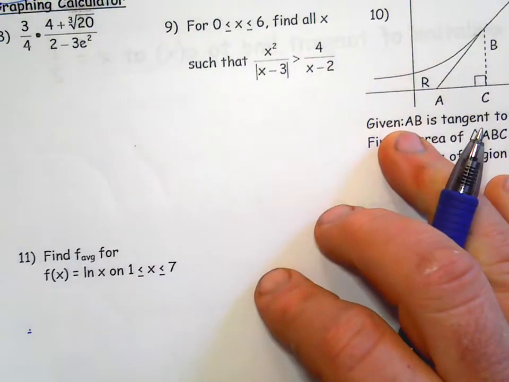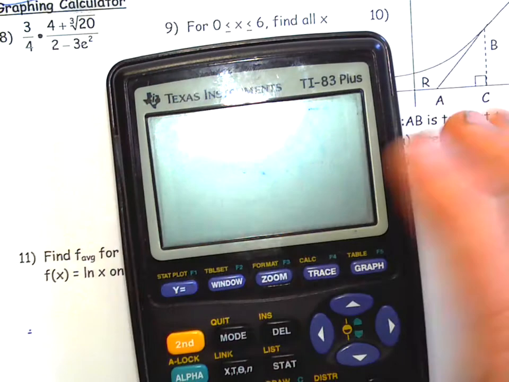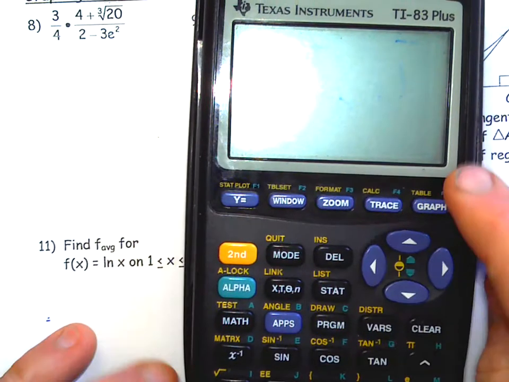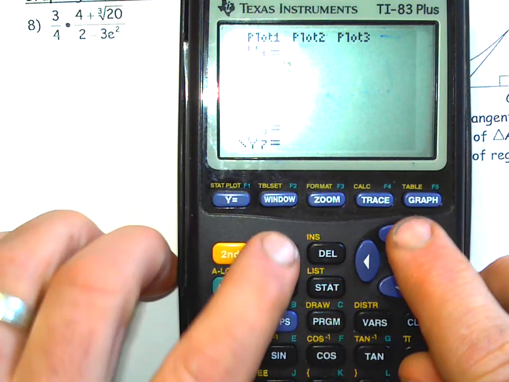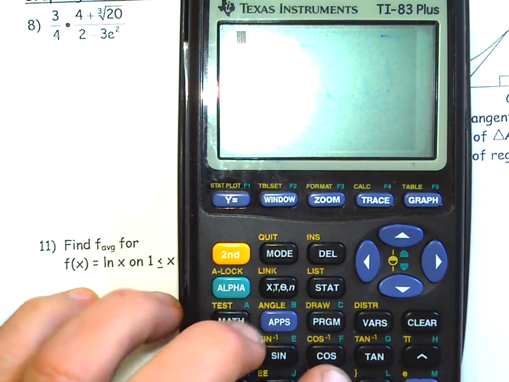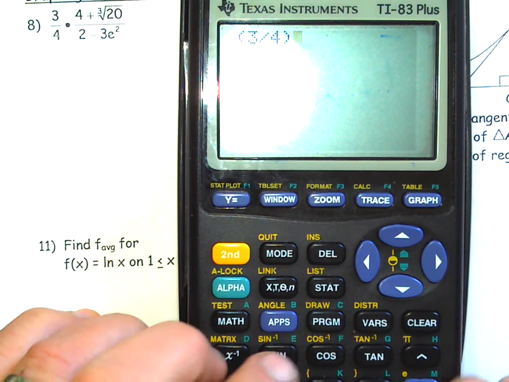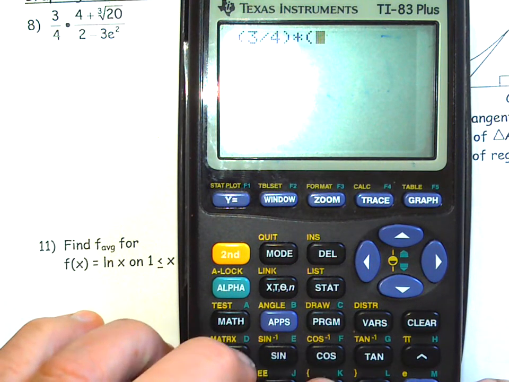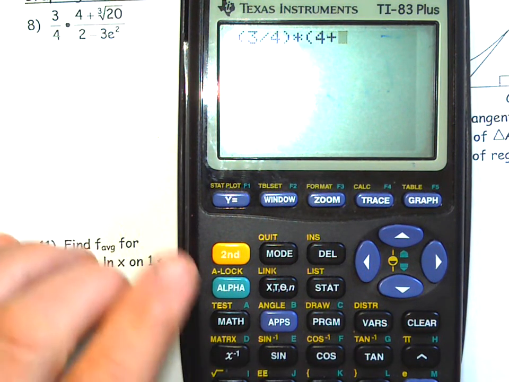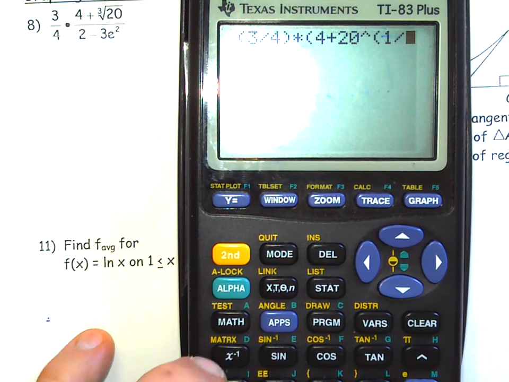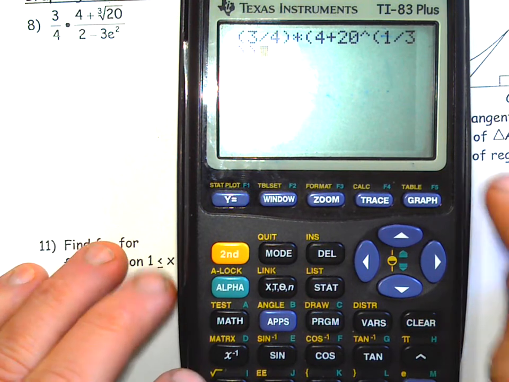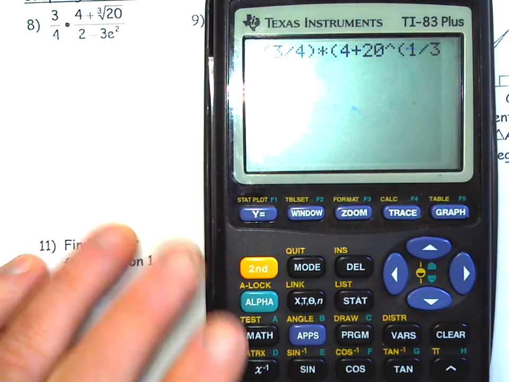Some graphing calculator problems. So can you type everything into your calculator correctly? Let's see. I'd put parentheses around 3/4 just in case. Times parentheses around at least the top. 4, 20 to the third root. Cube root is a 1/3 power. So make sure you put parentheses around the 1/3. Otherwise, it's not going to work.